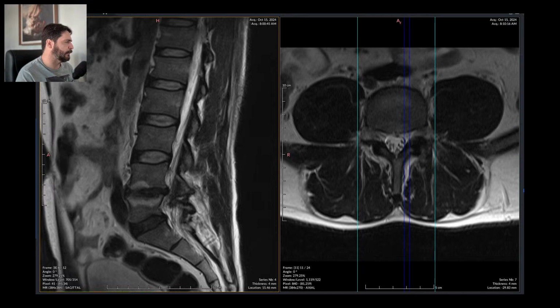Let's see what we have here. We have a brain MRI. Yes, we have a brain MRI. Let's see if it loads. Come on. It's loading. Thank you, Holden.